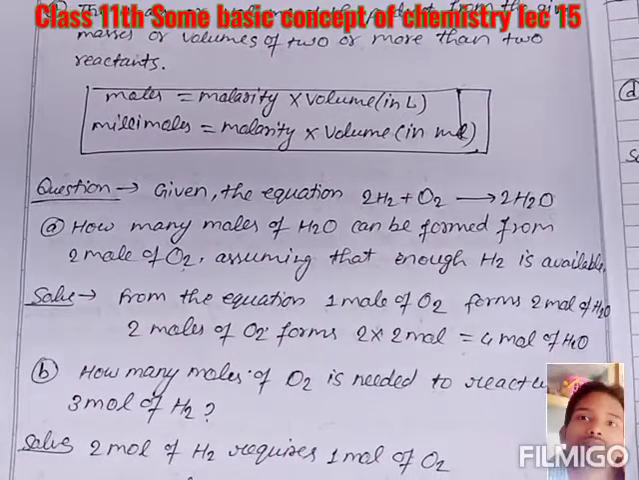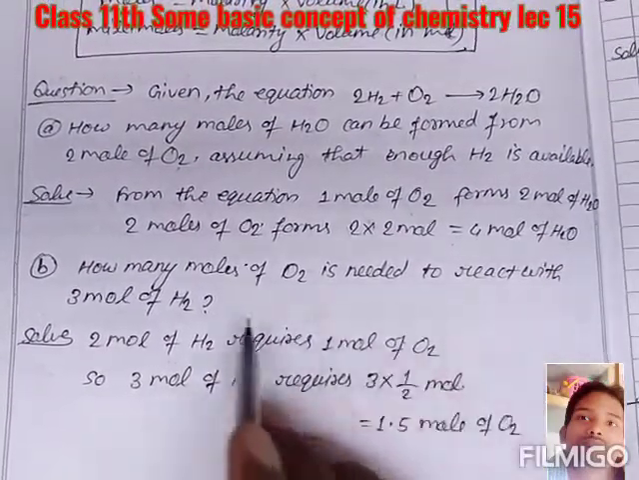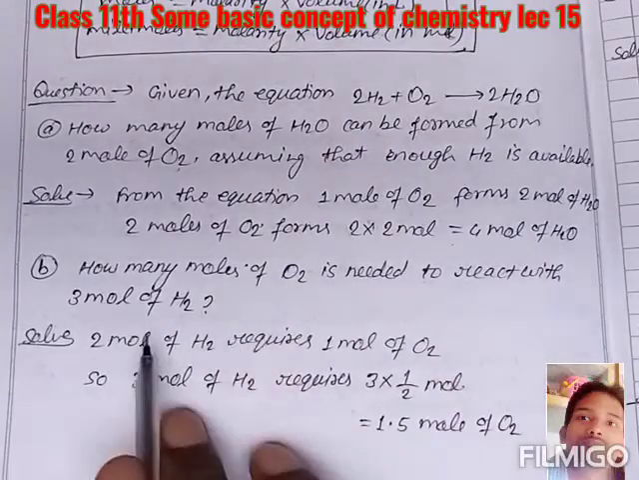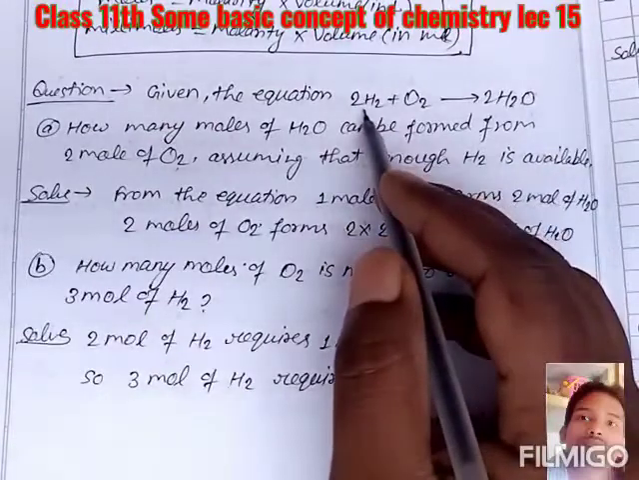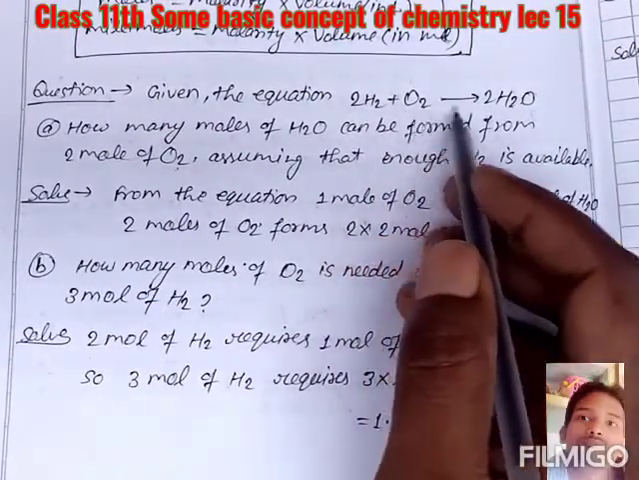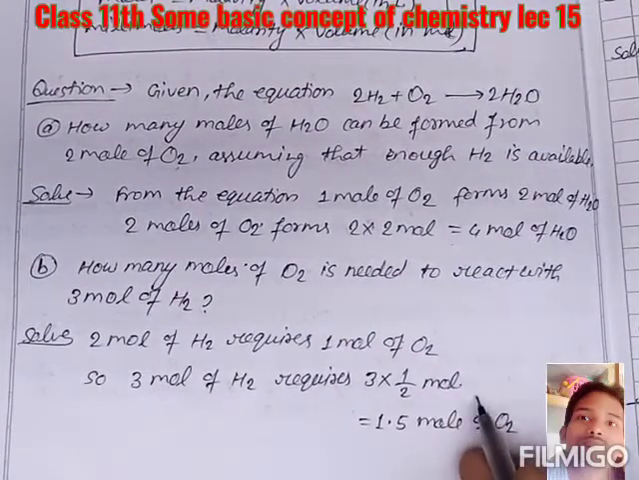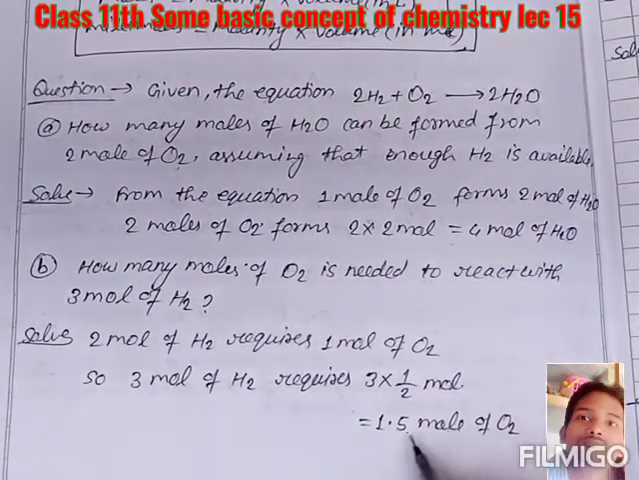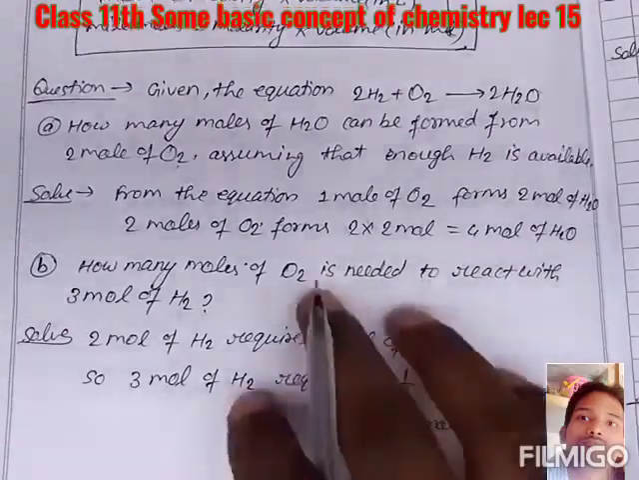Okay. Now point B: how many mole of oxygen is needed to react with 3 mole of hydrogen? Okay, 2 mole of hydrogen requires 1 mole of O2. If 2 mole of hydrogen requires 1 mole of oxygen for completion of the reaction, then 3 mole of hydrogen requires 3 into 1 by 2 mole of oxygen. So 1.5 mole of oxygen is required.